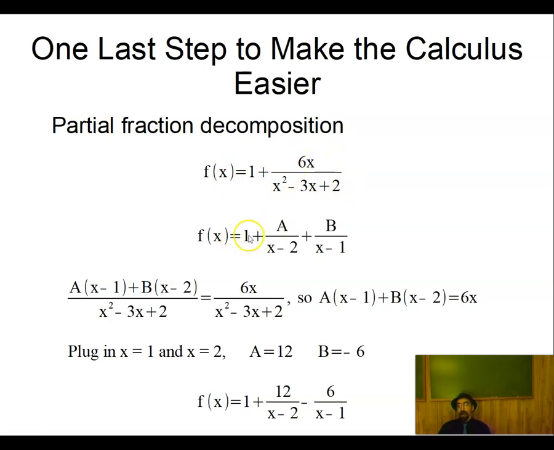Assuming you remember how partial fraction decomposition works, A over x minus 2 plus B over x minus 1. Remember, these are the factors of the denominator. Cross multiply, set it equal to this. You can either solve your system of two equations and two unknowns, or plug in the values of x that will make these go to 0. Either way, we get A is 12 and B is negative 6.